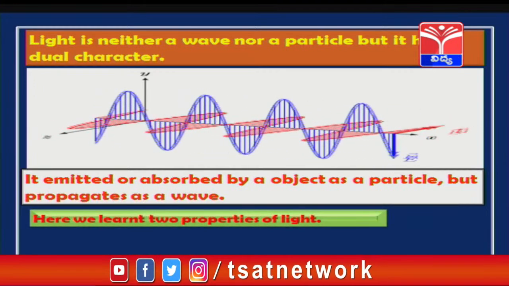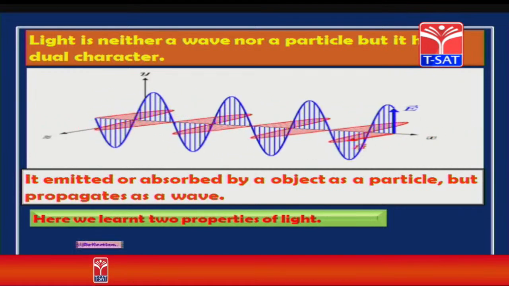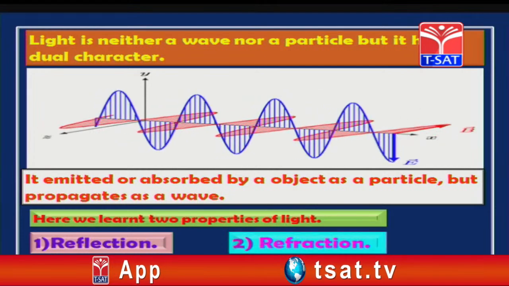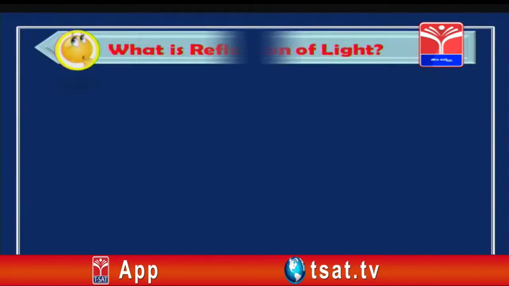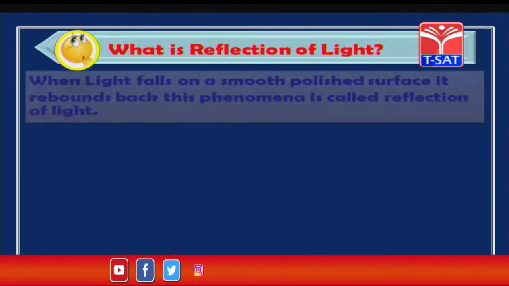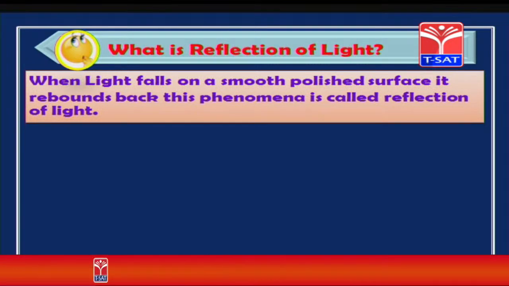Here we learn two properties of light. The first one is reflection, the second one is refraction. First of all, we will see what is reflection of light. When light falls on a smooth polished surface, it rebounds back. This phenomenon is called reflection of light.